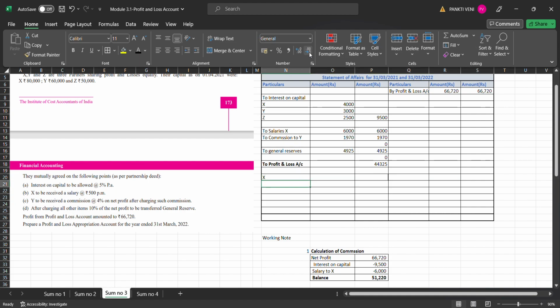Now I'll transfer this to X, Y and Z respectively. So they are sharing in equal proportion. So 44,325 divided by 3, I'll get 14,775. So I'm done with my sum.